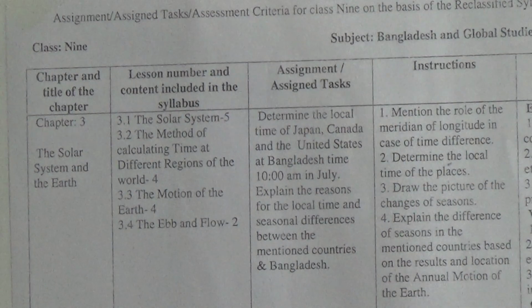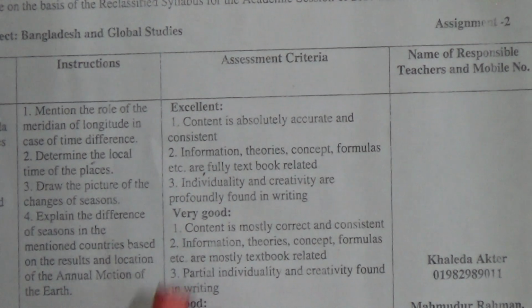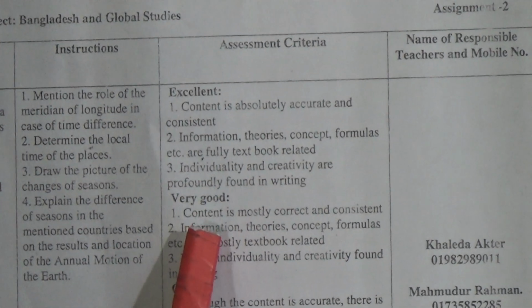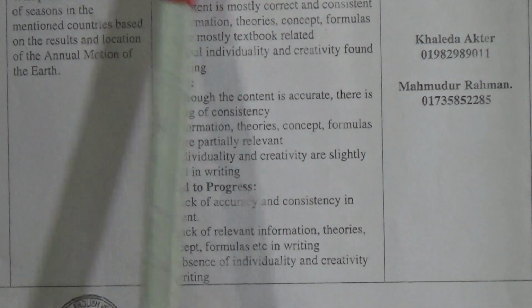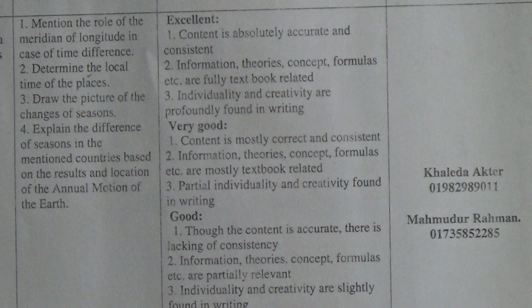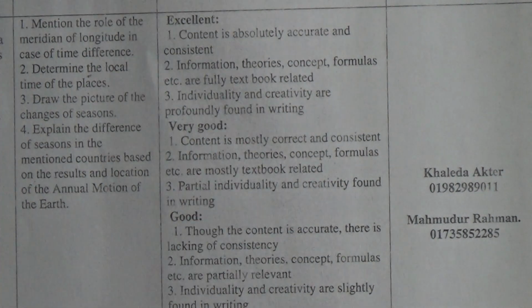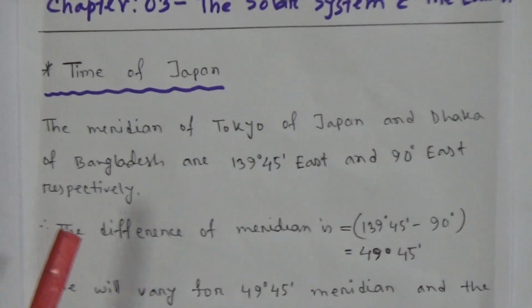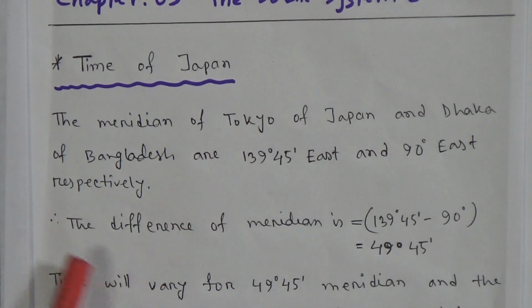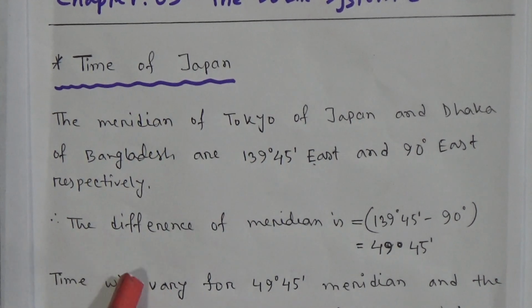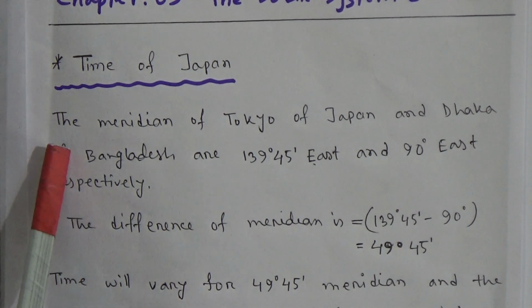So, dear students, here are the assignment criteria. As you have done a few assignments, you know why you will get excellent, very good, good, or need to progress. So, I think it is not important to discuss this again. You can read through this part by yourself. Now we will discuss first the local times of the places, and first the time of Japan. Through which way can we find out the time of Japan when it is 10 am in Bangladesh? So, let's start the class.